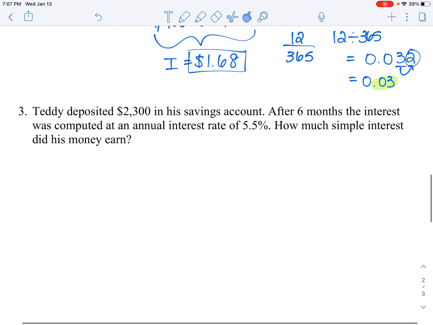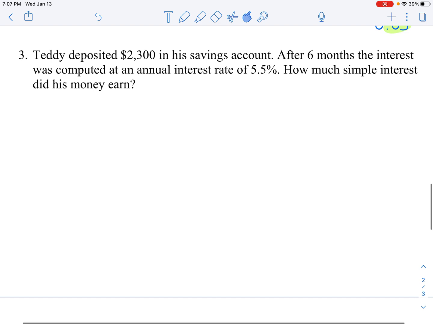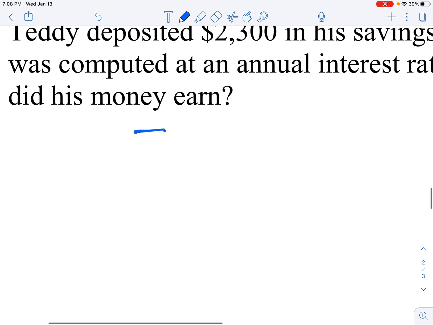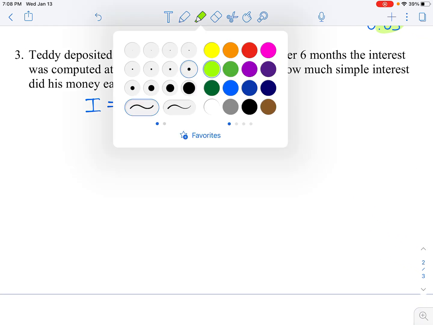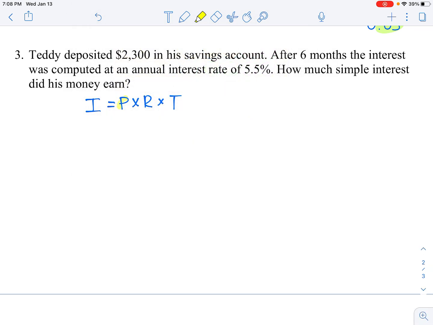All right, let's look at last one. Teddy. Teddy deposited $2,300 in his savings account. After 6 months, the interest was computed at an annual interest rate of 5.5%. How much simple interest did his money earn? So we are finishing this problem by starting with our formula. And we are looking for P. So we need to start, I'm going to use yellow. Looking for our principal, how much money we start with.